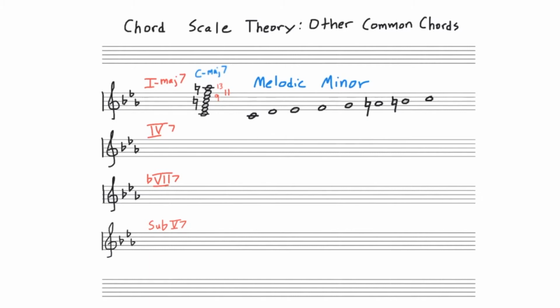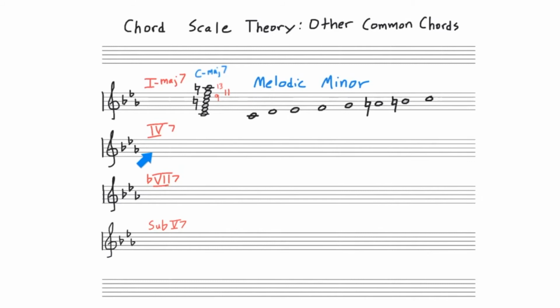Now it's important to note that we will only use the ascending version of the scale, both ascending and descending, unlike the traditional study of melodic minor scales, where the descending version is the same as natural minor. Here, the chord scale is paired with a chord, so it must include the same notes, both ascending and descending.